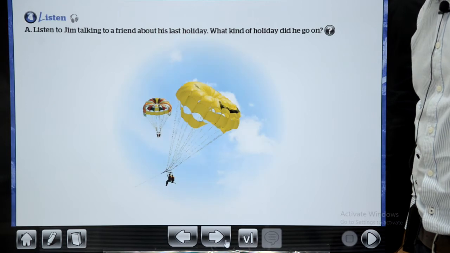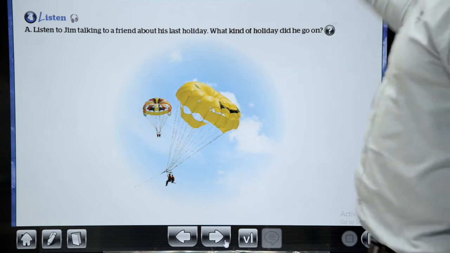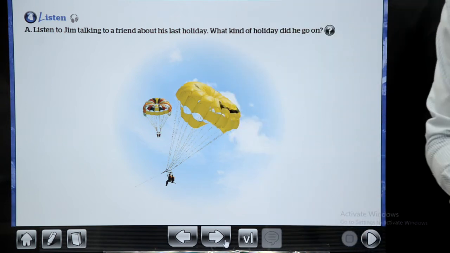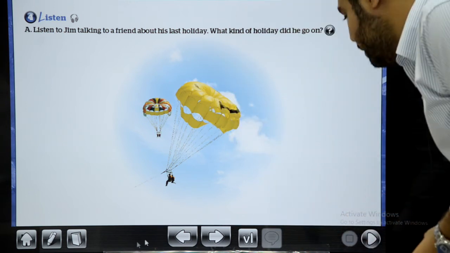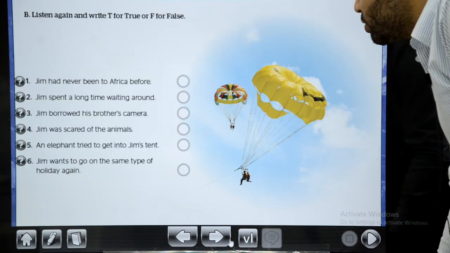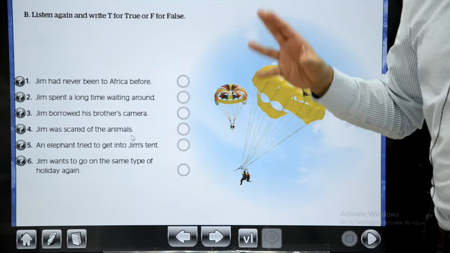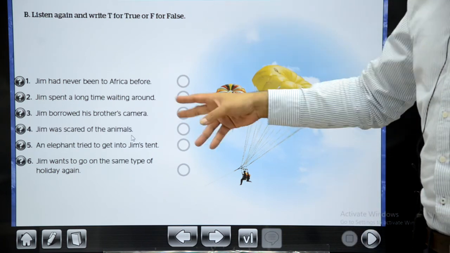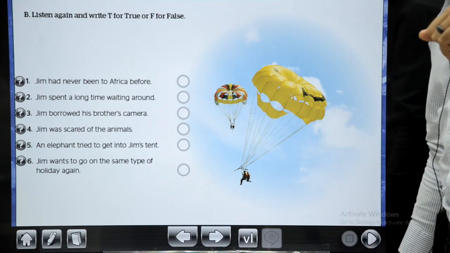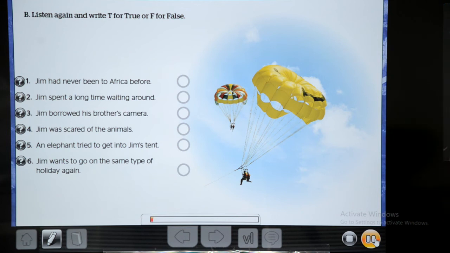Now, listen to Jim talking to a friend about his last holiday. What kind of a holiday did he go on? Listen and tell me. And after you listen, you have some questions to answer, true or false questions. So, listen twice and answer this part, gentlemen. Okay? Let's listen. B. Listen again and write T for true or F for false.